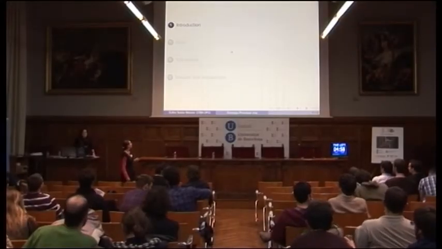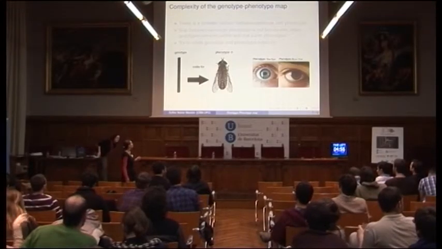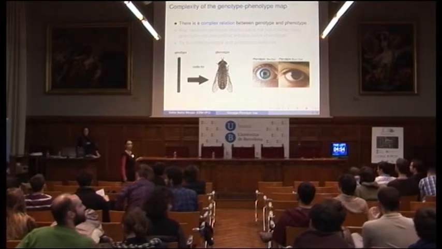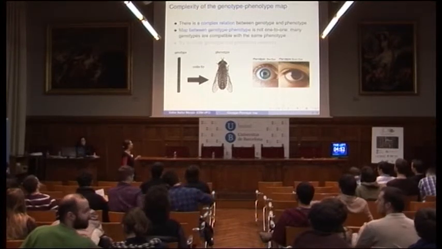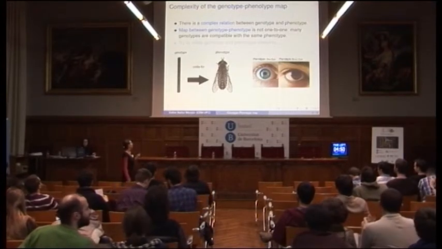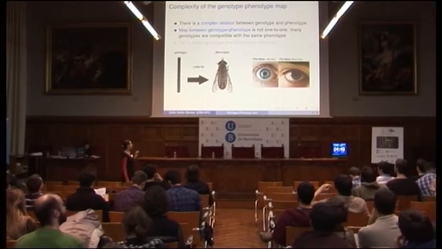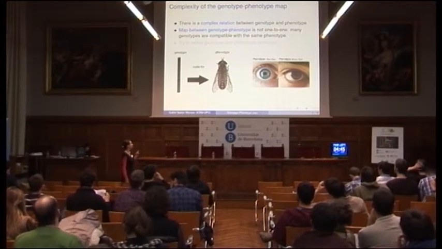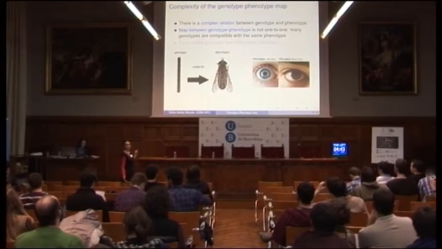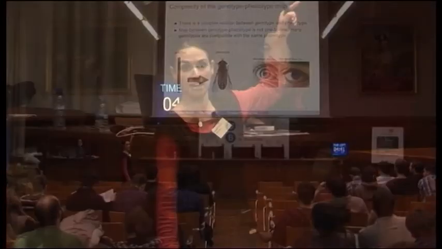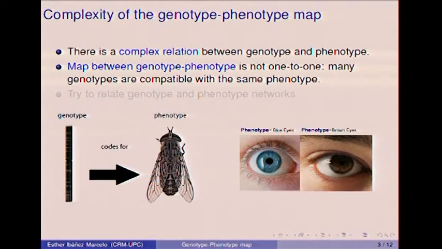Hello, good afternoon. I'm going to speak about the relation between genotype and phenotype. The map between them is not one-to-one, so there are many genotypes that are compatible with the same phenotype. What is a genotype? For us, it's going to be the DNA, and our phenotype is going to be the feature that you can see. And it's not one-to-one.